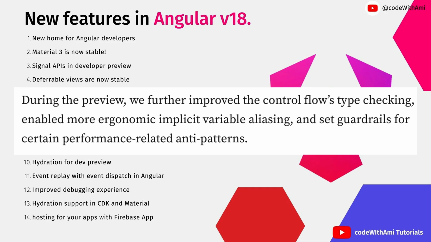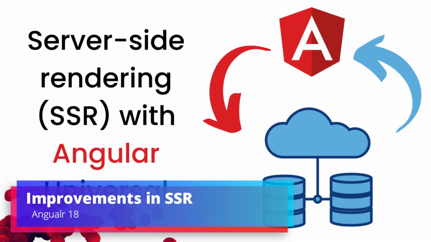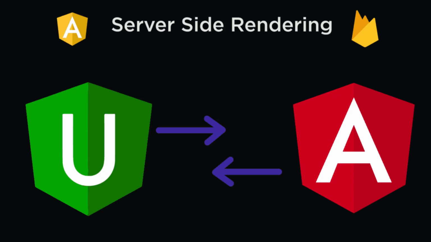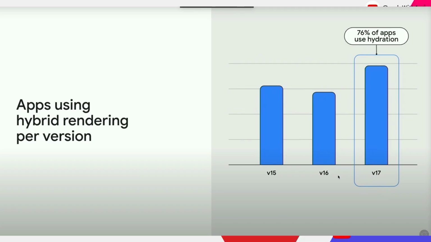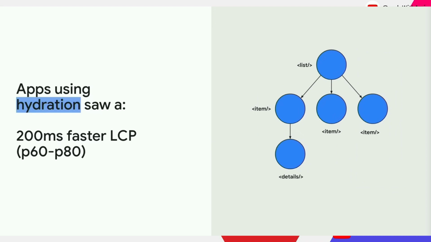So let's talk about the next thing, which is improvements in server-side rendering, which is the major highlight of Angular 18. About a year ago, the Angular team introduced hydration, and they made it stable in version 17. According to Angular, around 76% of Angular version 17 apps that use pre-rendering or server-side rendering are already using hydration, and the main blocker to getting even more people to take advantage of hydration is the lack of i18n support, which is kind of a big blocker.